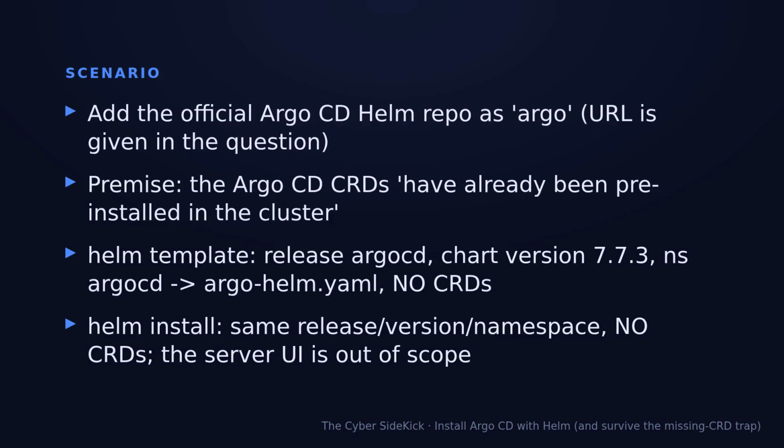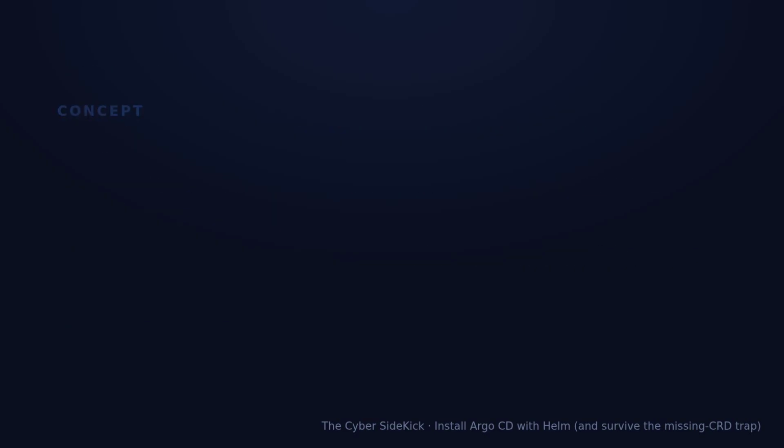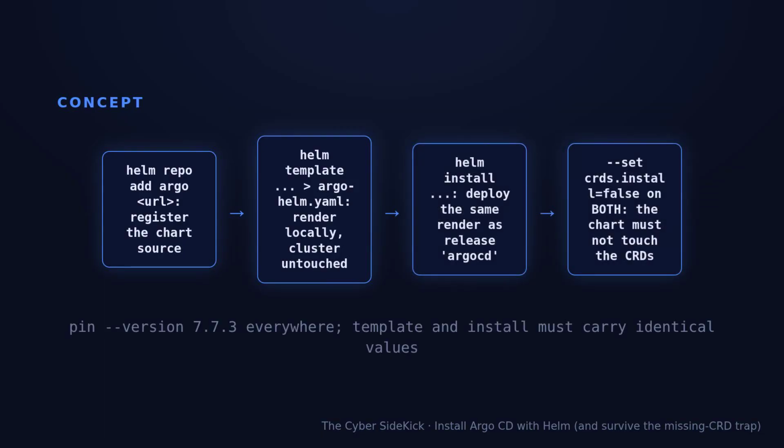Generate a Helm template for release Argo CD, chart version 7.7.3 in the Argo CD namespace. Save it to argohelm.yaml and configure the chart to not install the CRDs. Then install the release with the same name, version, and namespace, again without CRDs. And one thing you do not have to do: configure access to the Argo CD server UI. 3 commands, 1 premise.